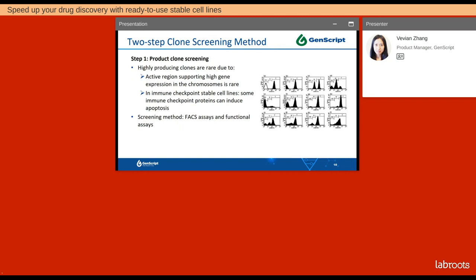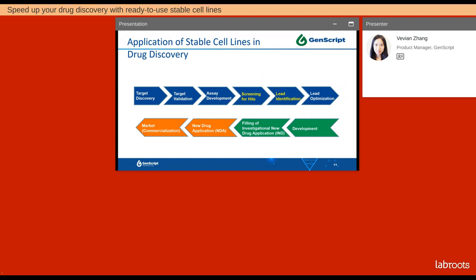The screening method we use includes both FACS assays to check the expression as well as functional assays. So, when do you need to use the stable cell lines? To answer this question, we need to take a look at the procedure of drug discovery as shown in the diagram here. As you can see, it is a very long procedure involving many steps.